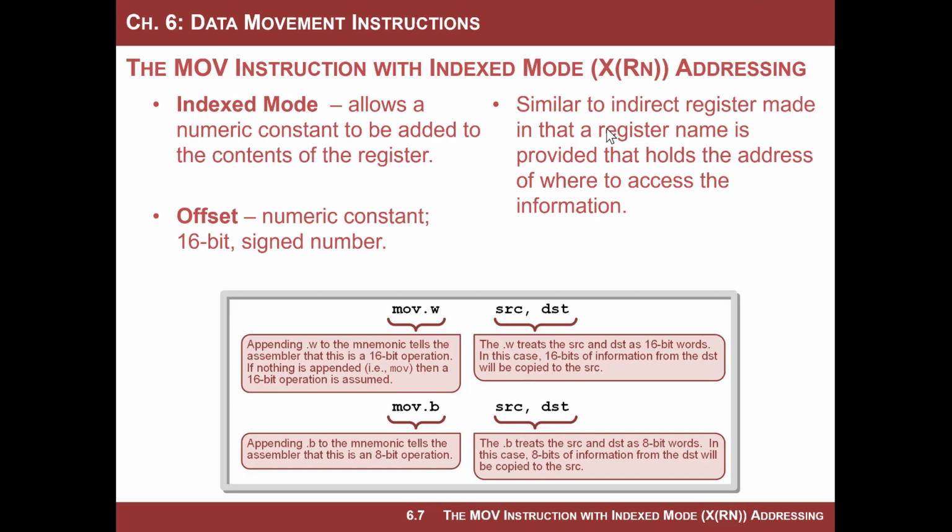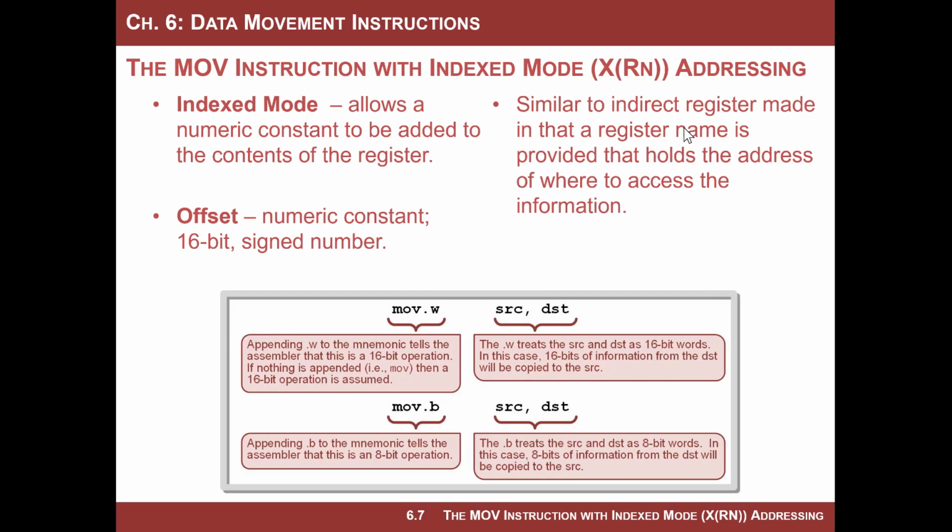So what does that mean? You are going to use a register in the CPU to hold the address you will go to. So this is very similar to indirect register and indirect auto increment. You have to put an address inside of a CPU register, but this time you can actually add a numeric constant to that address in order to form a new address, or an effective address, that you will actually go get the information from. The constant number you put can be a 16-bit signed numeric constant.